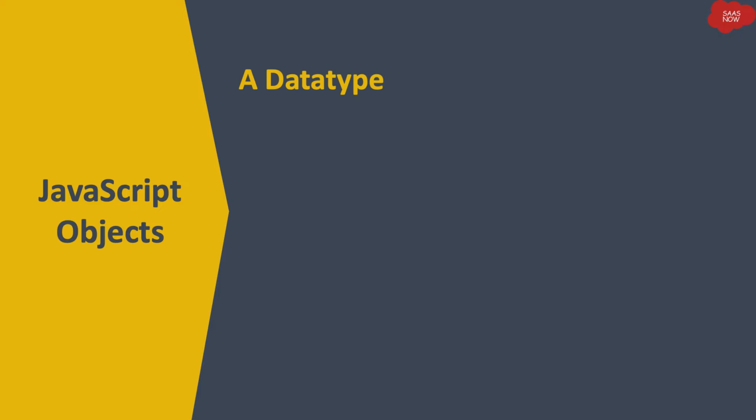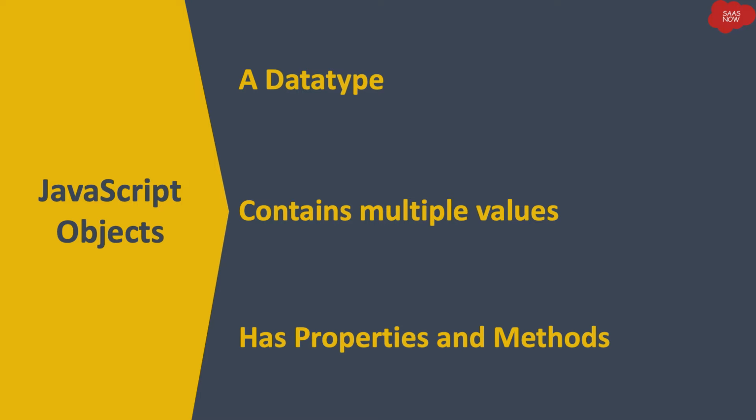Object is a data type of variable in JavaScript, which also contains multiple values similar to array, but declaration is different from array. Objects in JavaScript have properties and methods.